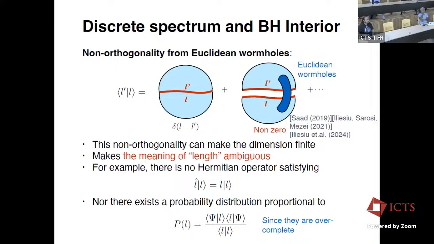More precisely, I'm considering the path integral with a boundary condition of this disk boundary, geodesic boundary, and the disk boundary, and summing over all the space-time geometry which fulfills this boundary condition, which includes this type of geometry. And due to this non-orthogonality, we can't talk about the probability distribution proportional to a projection, mimicking projection by the length.